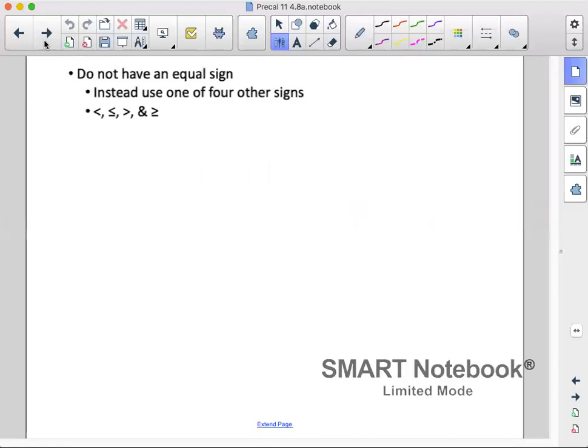Inequalities do not have an equal sign. Instead, they use one of four other signs. We've got less than, less than or equal to, greater than, and greater than or equal to.